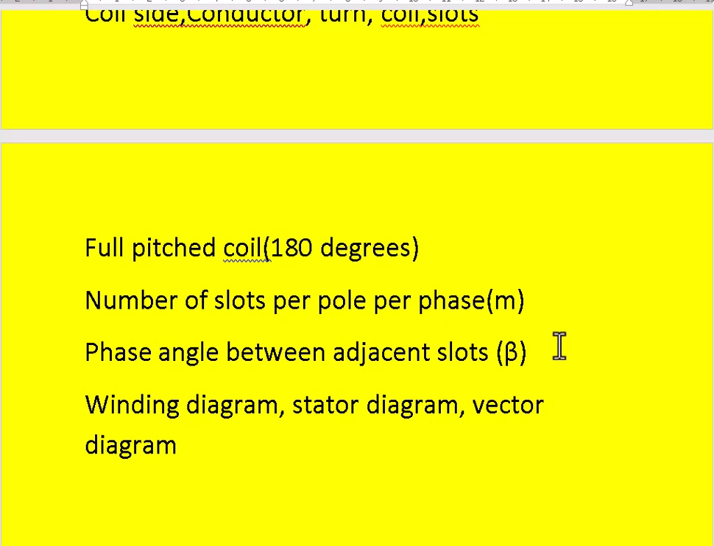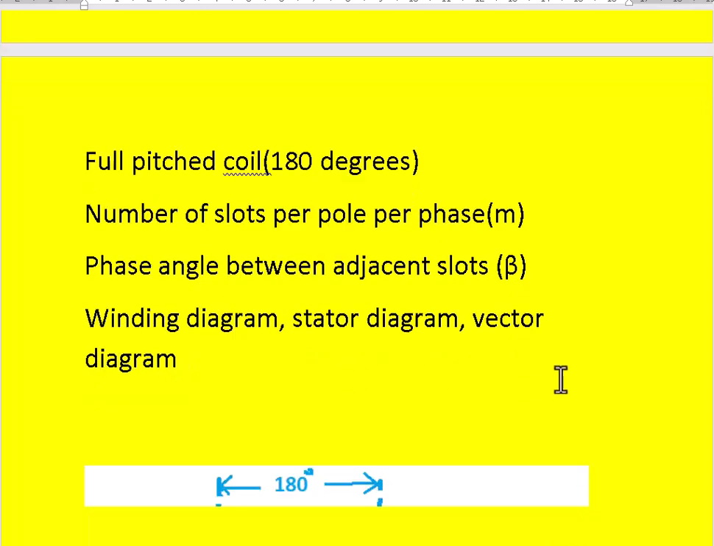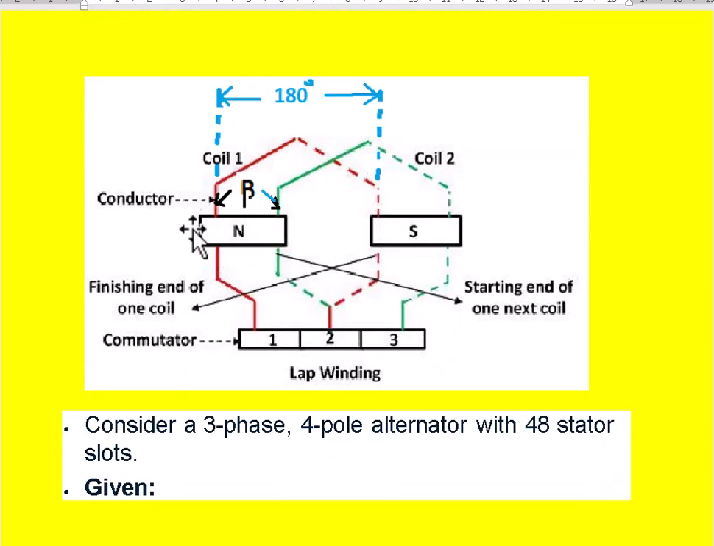The number of slots per pole per phase is represented by M, and similarly the phase angle between the adjacent slots is represented by beta, and this will be discussed with the help of the winding diagram, stator diagram, vector diagram as follows. This is the winding diagram. So here there are three slots. This is one slot, second, third slot, and here there are two coils. This is coil 1, this is coil 2. Coil 1 has two conductors. Similarly, coil 2 is also having two conductors.